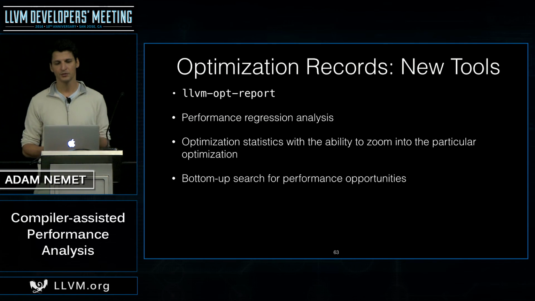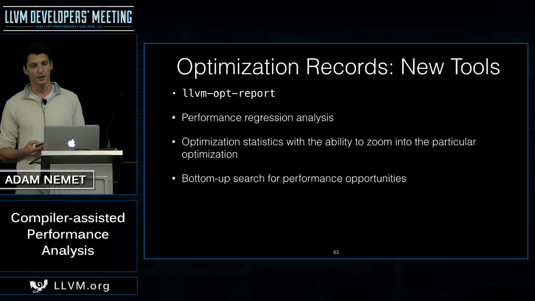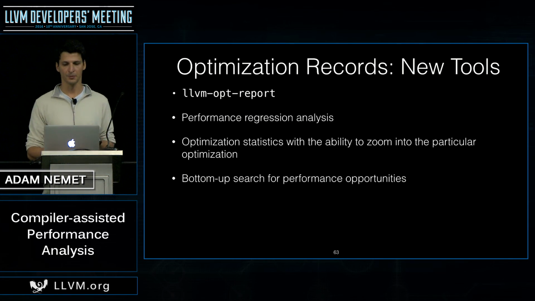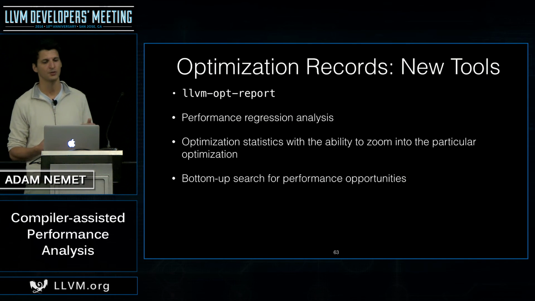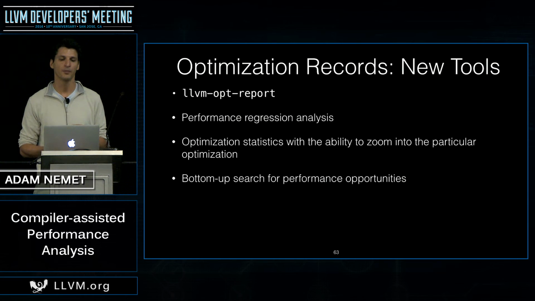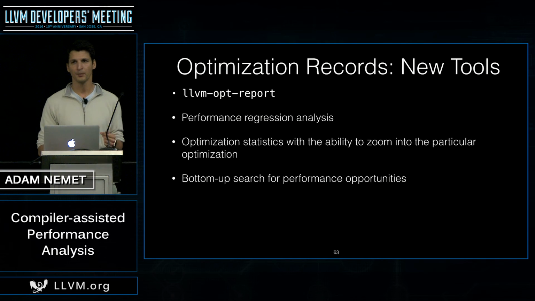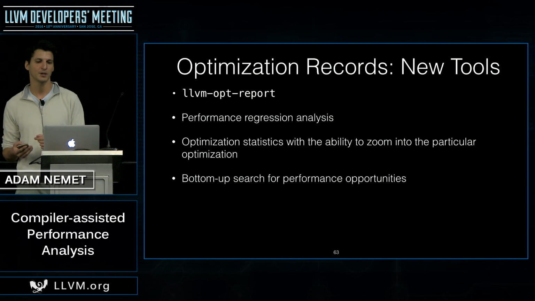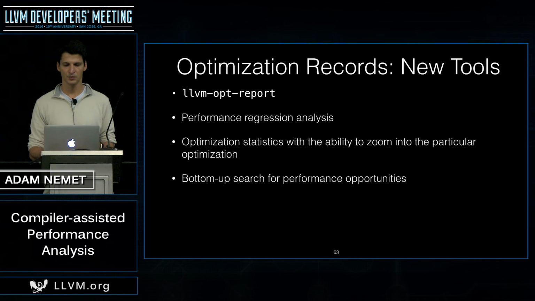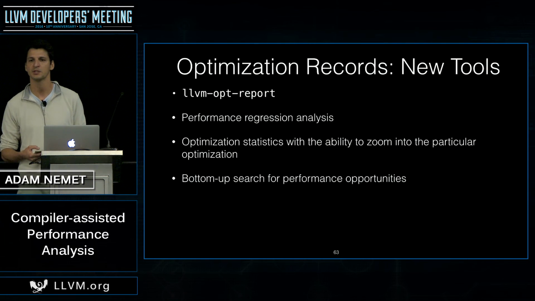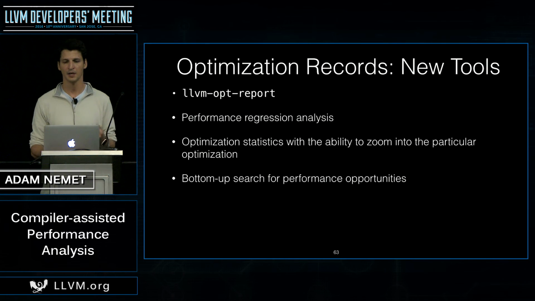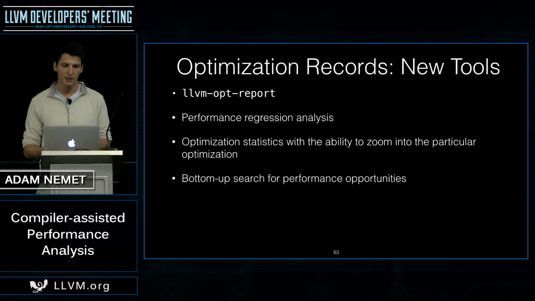There's also another opportunity that I think is very interesting. I call this bottom-up search for performance opportunities. What I mean by this is that initially when I introduced how you look for improvements, that's what I call top-down: when you identify a bottleneck and then you try to find the matching optimization. In this case, we actually have an optimization or a missed optimization in mind, and we're trying to see how many times it actually occurs.